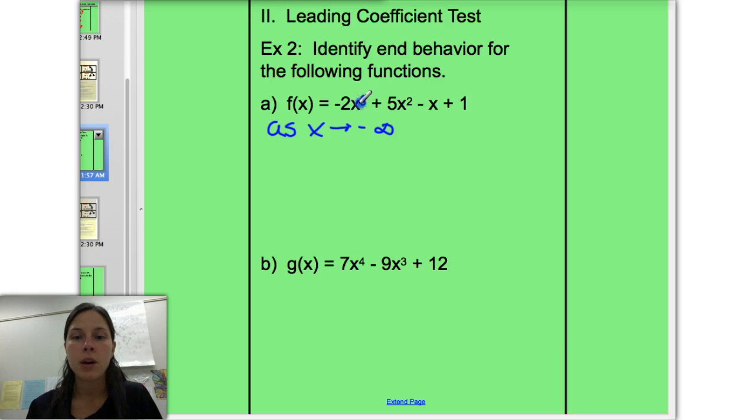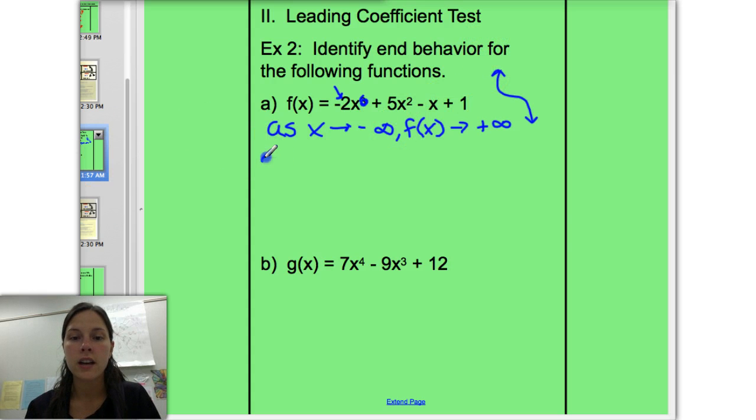We've got the highest power is odd and the leading coefficient is negative. So you may want to sketch a quick sketch of the graph. It's rising to the left. So as x approaches negative infinity, f of x, or the function, or the y values, approach positive infinity. What that means is that the graph is going up towards the high positive numbers.